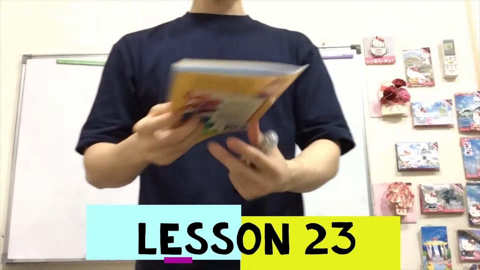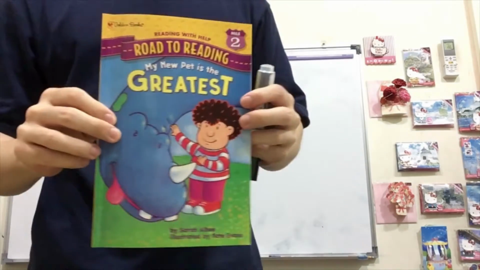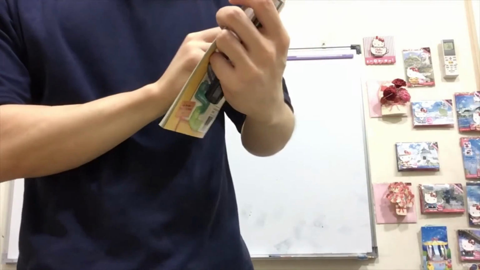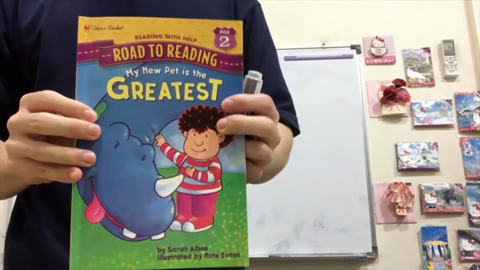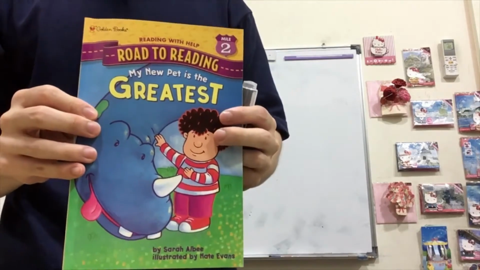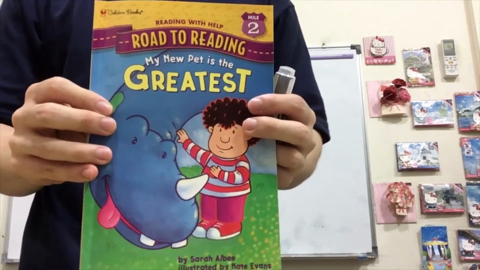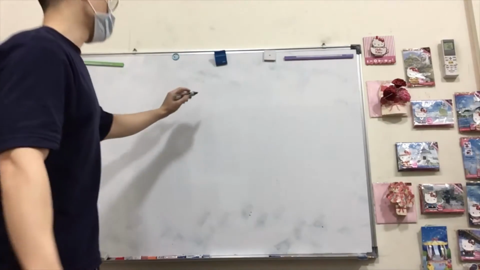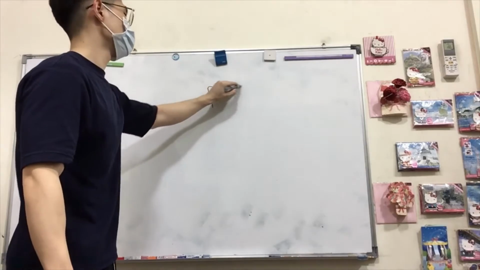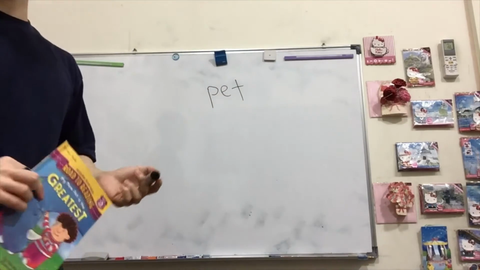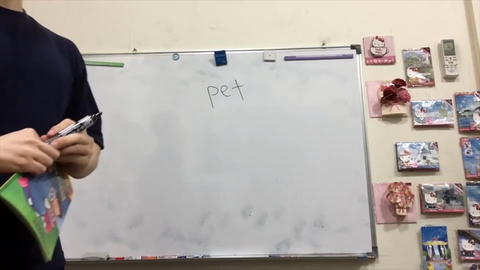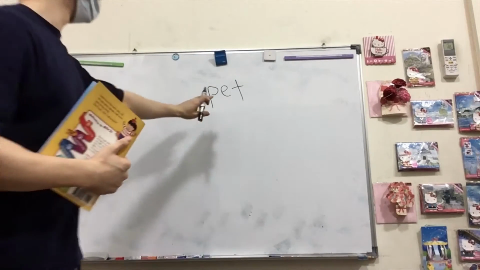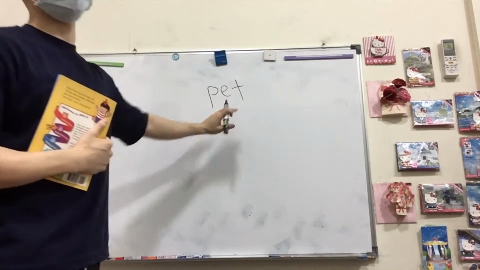So today we are going to read through another new book, and that is My New Pet is the Greatest. The title of the book is My New Pet is the Greatest. I'm quite sure that you know what the word pet is, right? Before we start going through the book, I'd like you to think of some of the pets that you have at home.